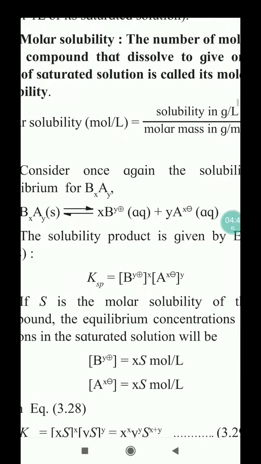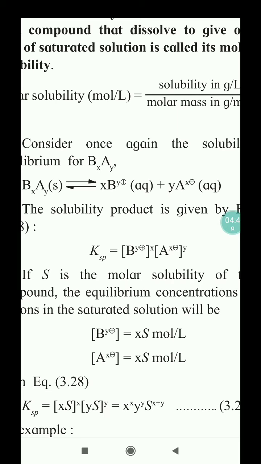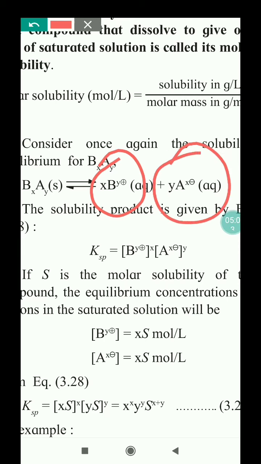Consider again BxAy giving xB^y+ and yA^x-. So the solubility product of this equation is Ksp equal to the concentration of B^y+ raised to power x and the concentration of A^x- raised to power y.